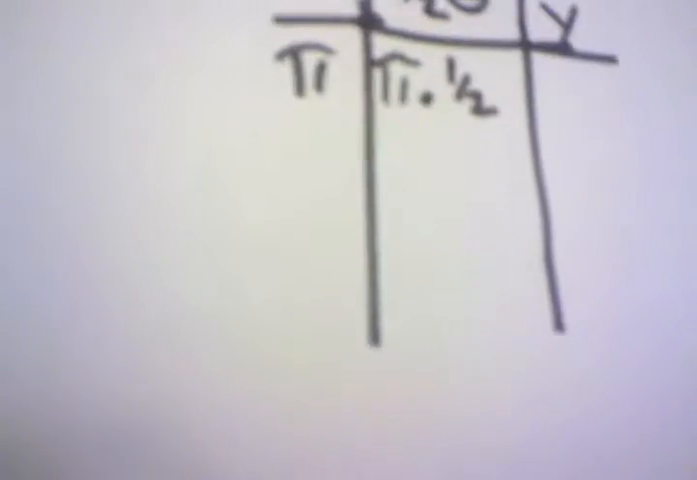Alright, so let's get to it. Since we're going up to 4 pi, we can just do this in increments of pi. So, start off with pi over 2.